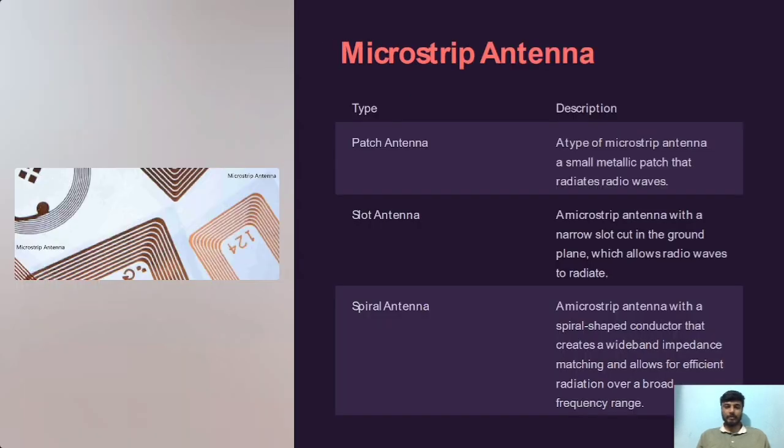Microstrip antenna. Microstrip antennas have different types such as patch antenna, slot antenna, and spiral antenna. Having seen the patch antennas, let's see the slot antenna and the spiral antenna. The slot antenna is a microstrip antenna with a narrow slot cut in the ground plane which allows the radio waves to radiate. The spiral antenna is a microstrip antenna with a spiral-shaped conductor that creates a wideband impedance matching and allows for efficient radiation over a broad frequency range.